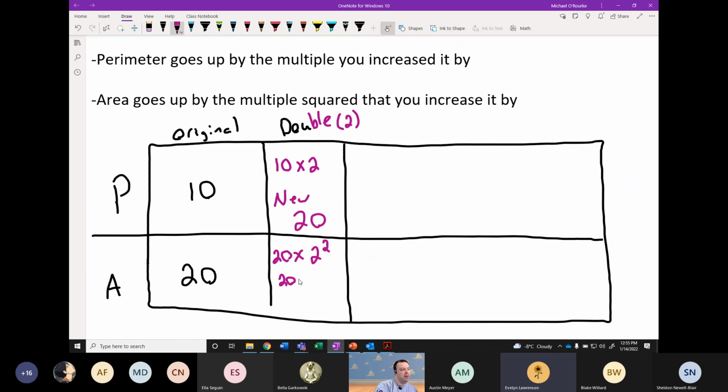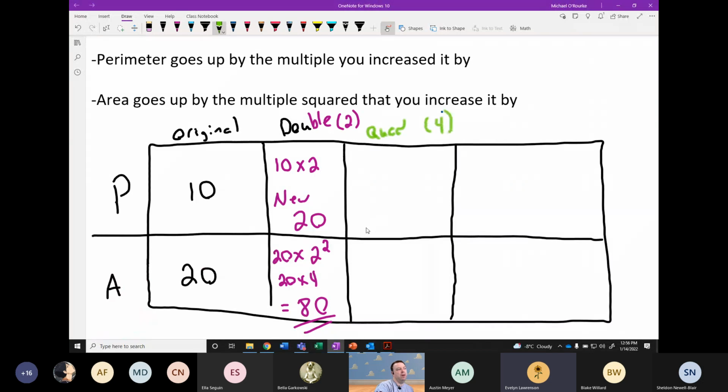Which is 20 times 4, which equals 80. Okay. Now, can you guys help me out? What if I made it quadruple? What if I quadruple the size?